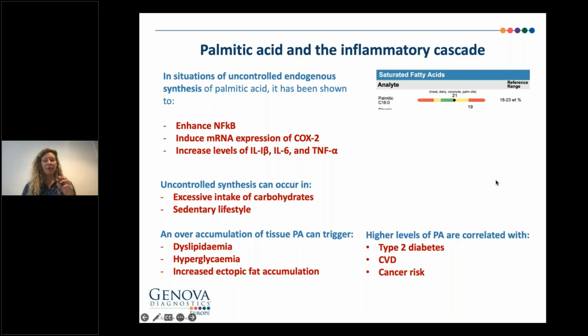And research shows that it is in situations of uncontrolled endogenous synthesis of palmitic acid that it can start to have pro-inflammatory properties. For example, it has been shown to enhance NF-kappa B. It has been shown to induce the mRNA expression of COX-2 enzyme, and also increase levels of interleukin-1 beta, interleukin-6, and TNF-alpha.